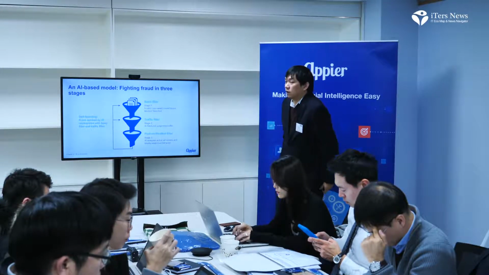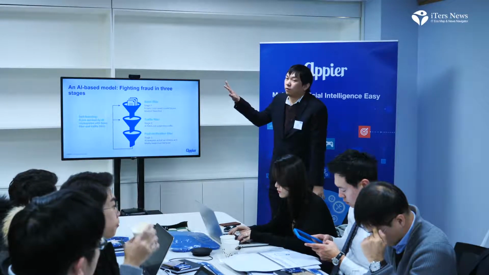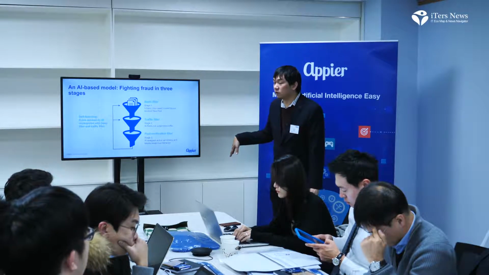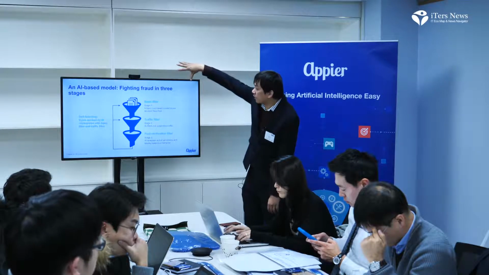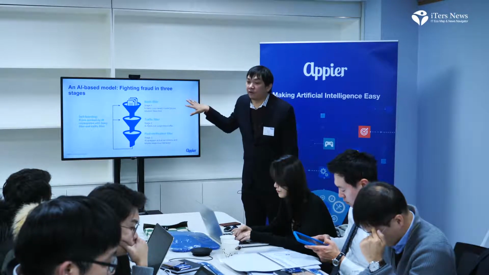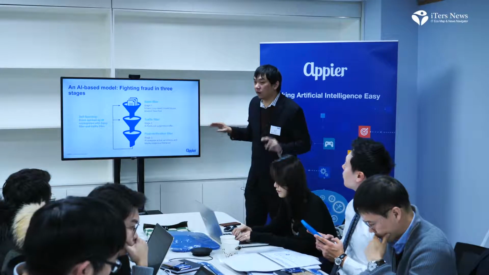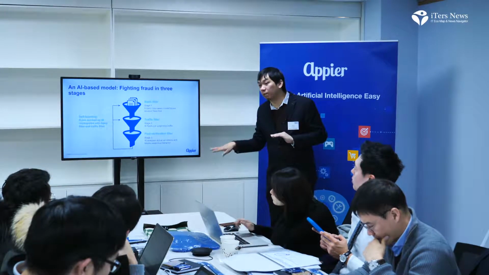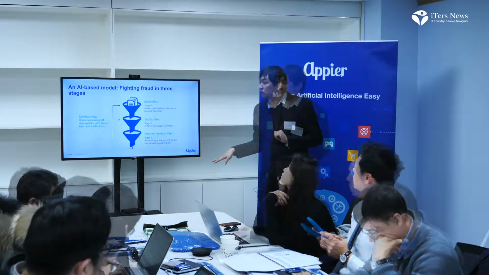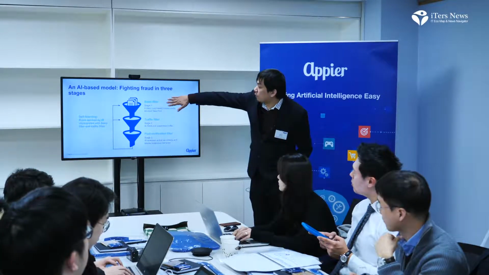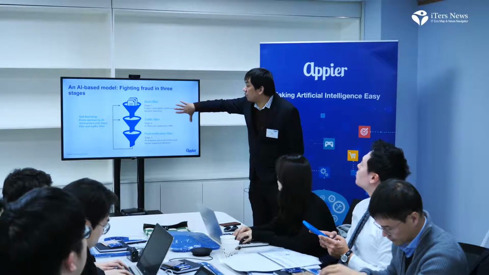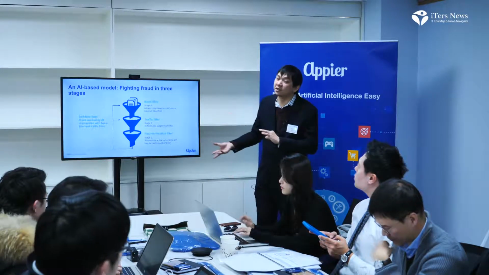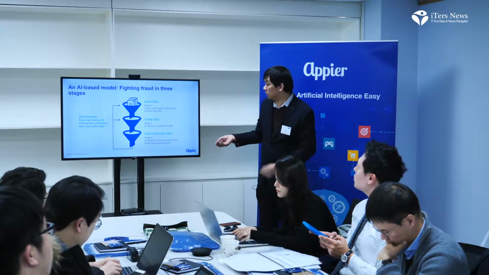So here's one of the systems we built at Appier. We have this 3-stage system. When we get the traffic, we pass it through the basic filtering. We still have some simple rules, just to filter out some basic types of fraud. After the traffic passes the basic filter, we have this AI-based model filter to filter out more sophisticated types of fraud.